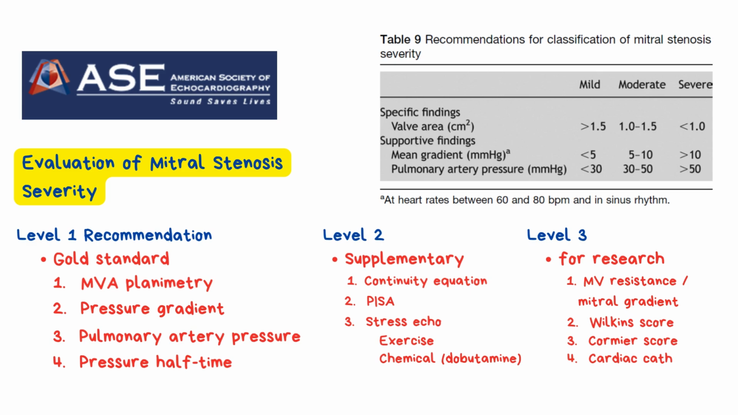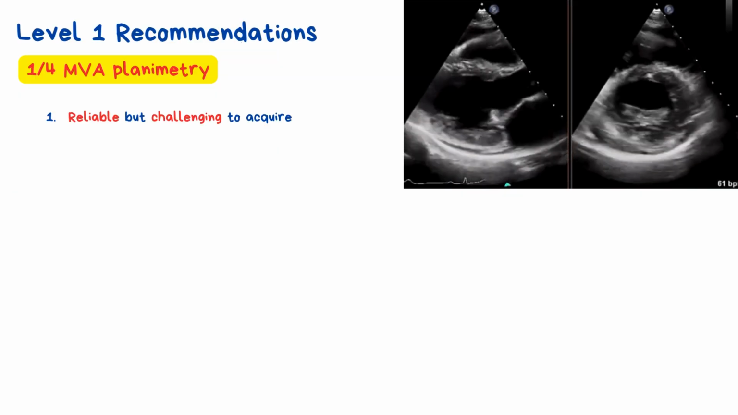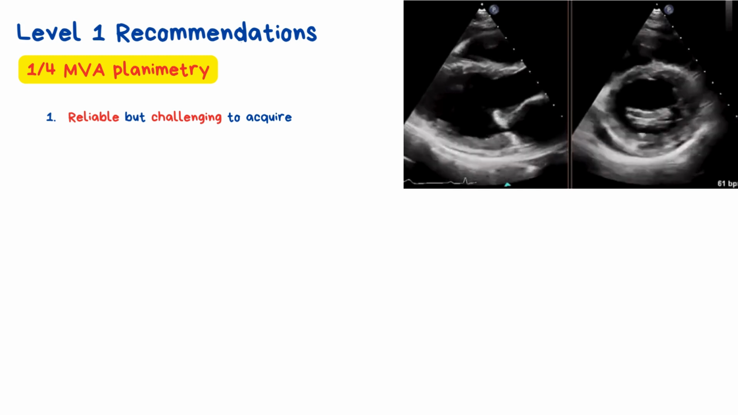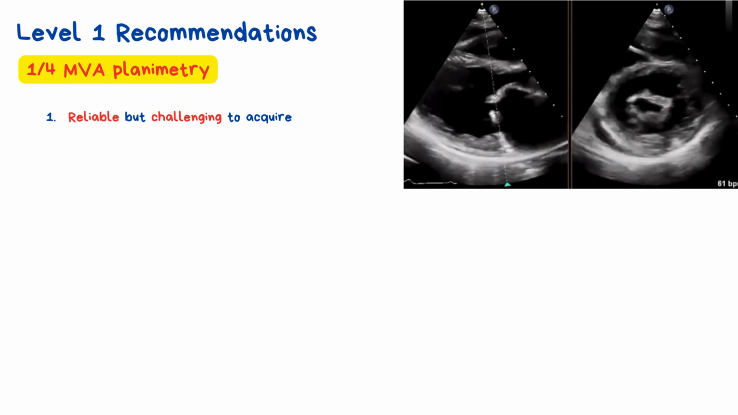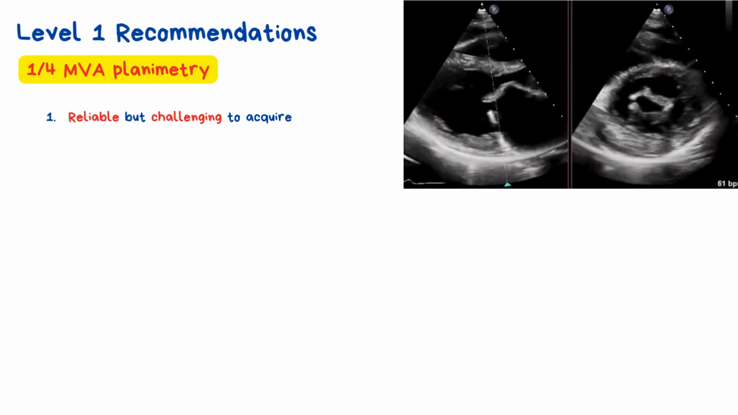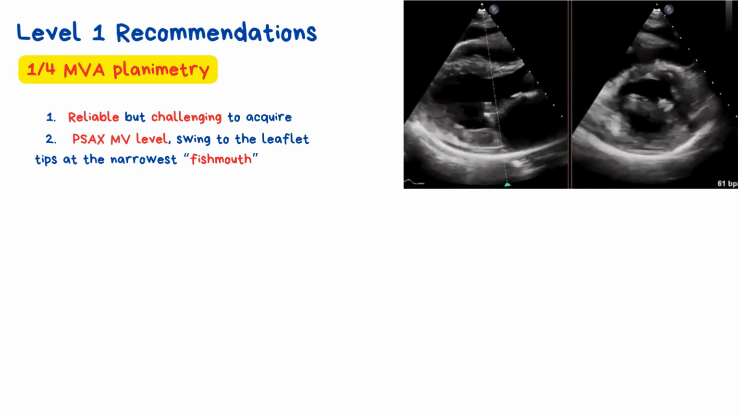Let's dive deeper into the Level 1 recommendations. The mitral valve area by planimetry is one of the most reliable methods, but also one of the most technically challenging to perform. It requires a good quality image, proper timing, and precise alignment, because you want to be at the leaflet tips. You'll want to be in the parasternal short-axis view at the mitral valve level.